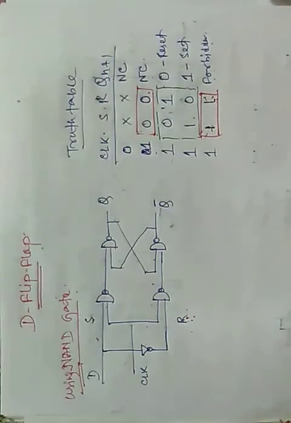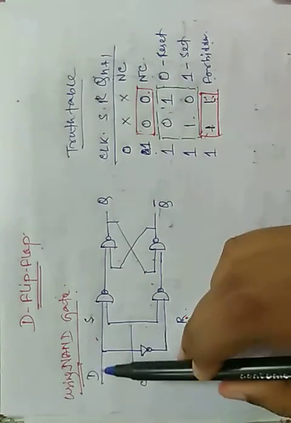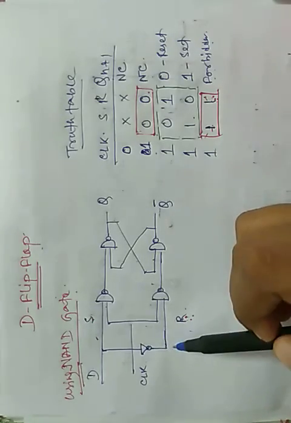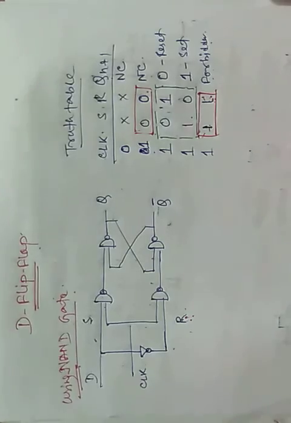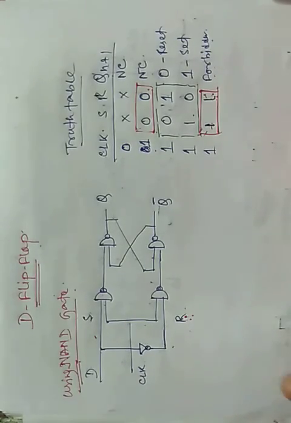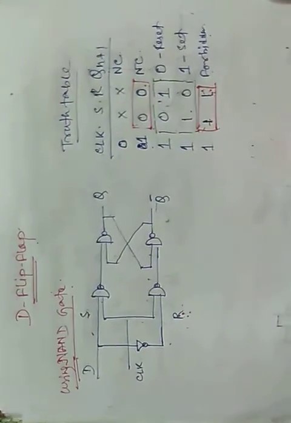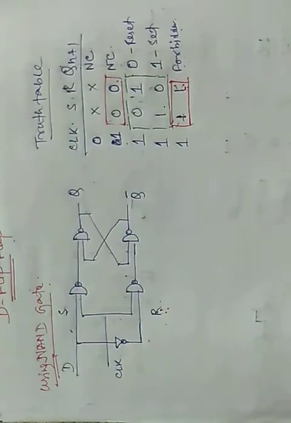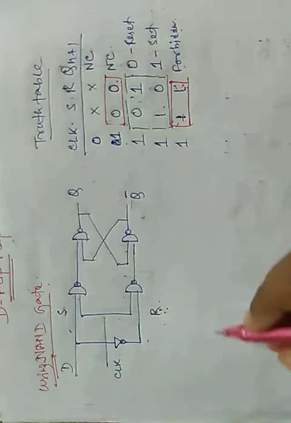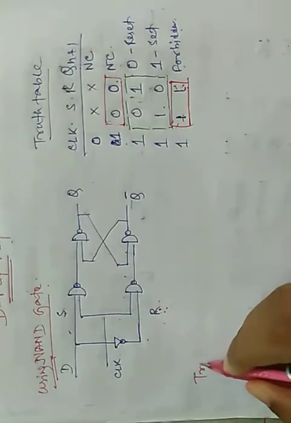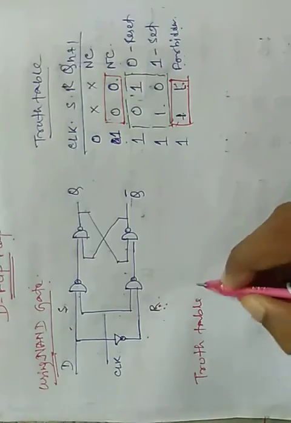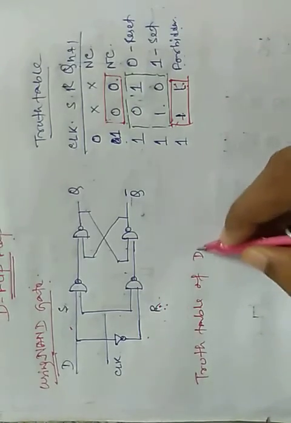So how do we draw this circuit? By only adding one NOT gate in SR flip-flop. Now let us draw the truth table of D flip-flop.